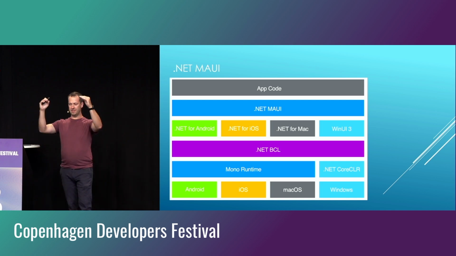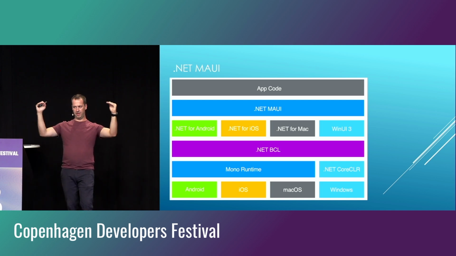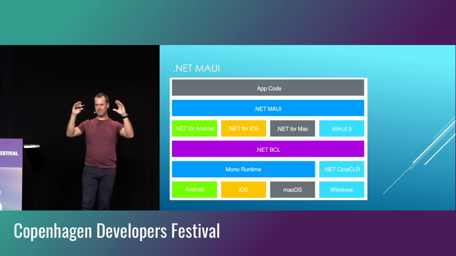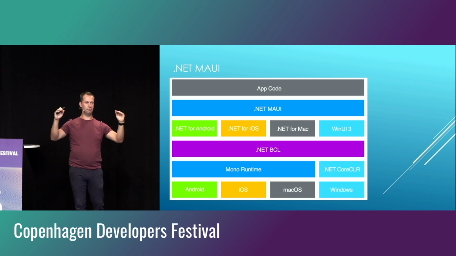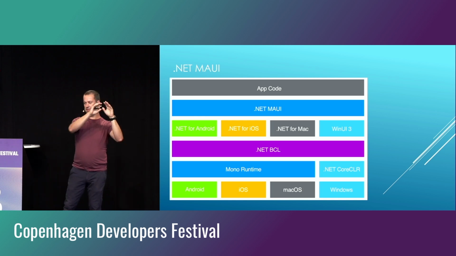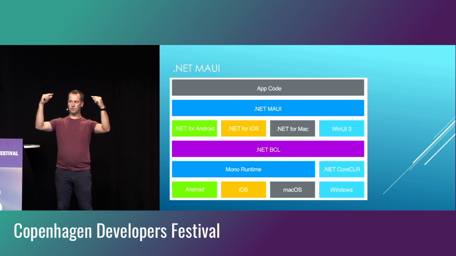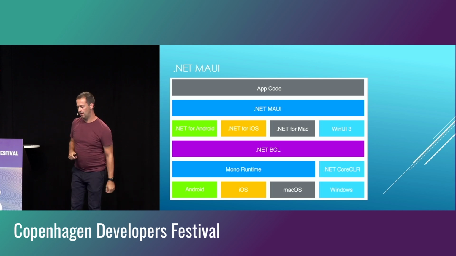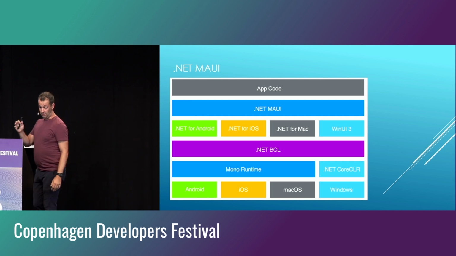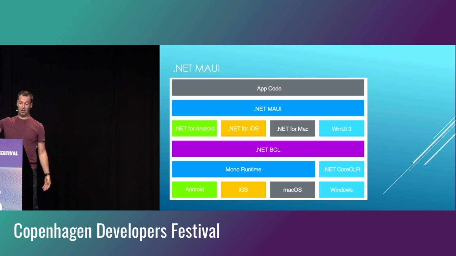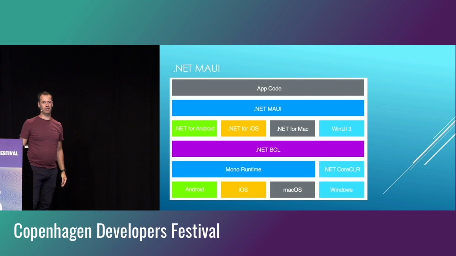On top of that is the biggest abstraction, which is .NET MAUI. This is the place where the controls live, where the APIs live. Everything that is available on all the underlying platforms is abstracted into .NET MAUI, where you can just call it, and it will translate into the native API calls. On top of that .NET MAUI layer sits your own application code. So that's where, in this case, Doom will be running.